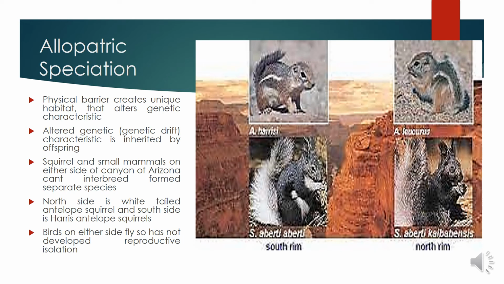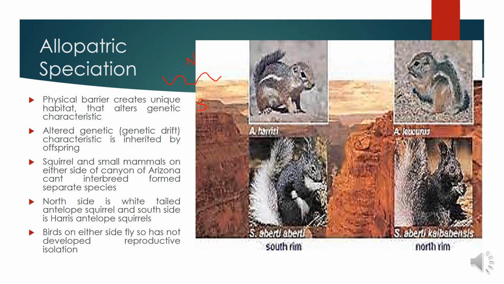Another example of allopatry is small mammals found on either side of the Colorado River, on either side of the Grand Canyon. So if this is the Colorado River that is cutting through the Colorado Plateau, creating the canyon. In the northern rim, we have the Kaibab squirrel, which is different from the Abert squirrel in the southern rim, both in phenotypic as well as genetic character.